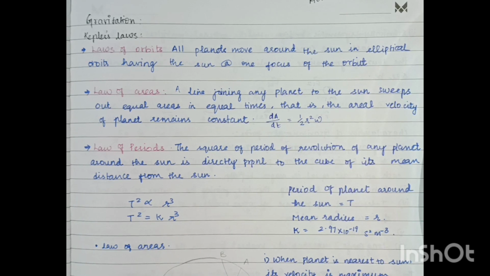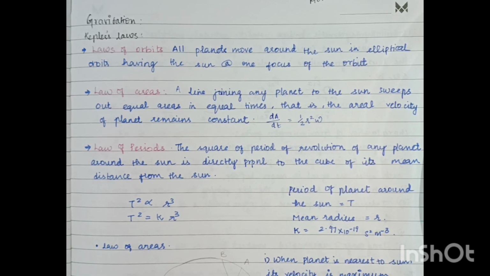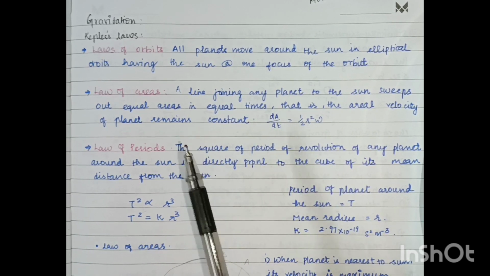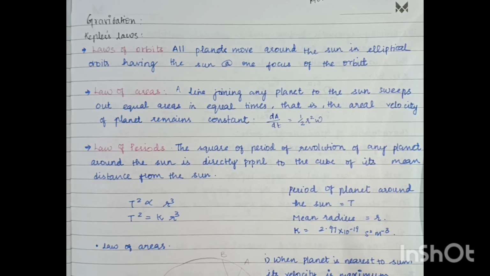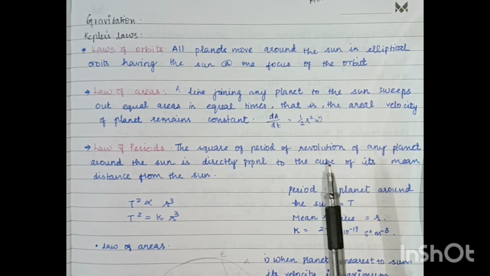And the law of areas. A line joining any planet to the sun sweeps out equal areas in equal intervals of time. That is, the areal velocity of the planet remains constant. So they are saying in equal times it will sweep out equal areas. Okay, we will see about that.